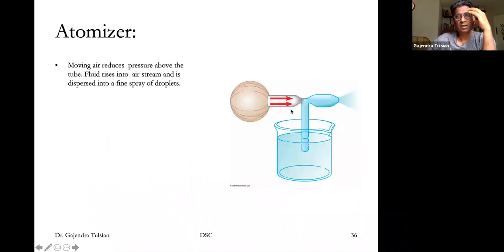Okay. Here's another application of pressure and velocity. Here's an atomizer. You have used spray bottles all the time. What you do is, if you blow air, the velocity of air increases here. That decreases the pressure to less than the atmospheric pressure, and the atmospheric pressure will push the fluid up into the stream, and then you get a stream of the fluid. So that's how sprayers work.